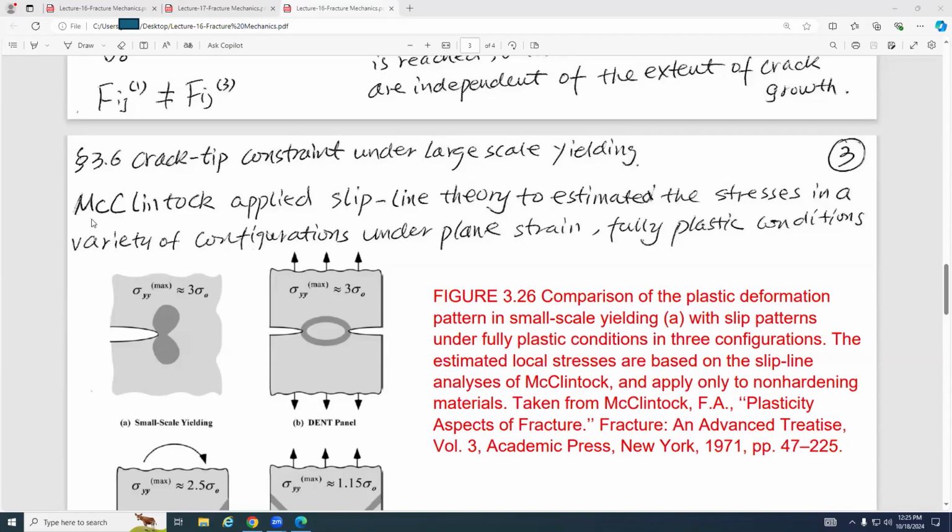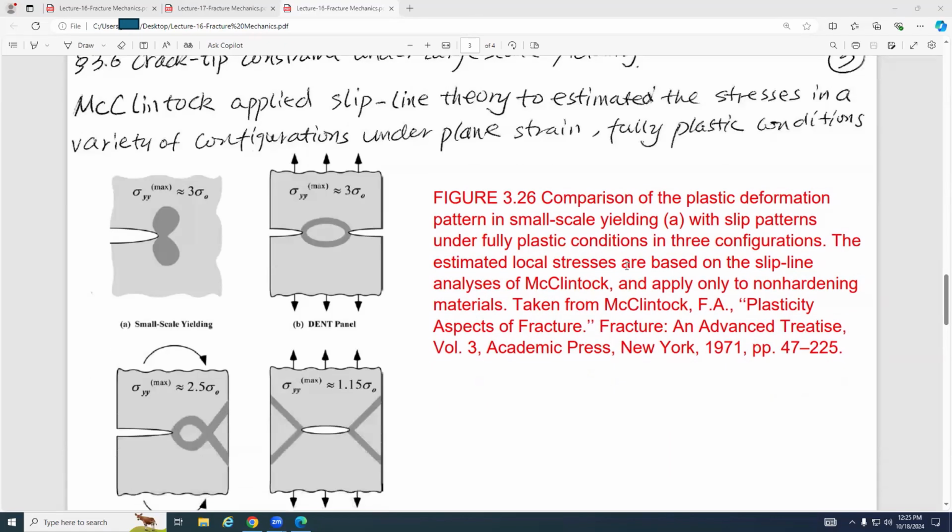So there is McClintock. This is Professor McClintock, and the professor applied slip line theory to estimate the stresses in a variety of configurations in plane strain under fully plastic conditions. So here you can see a comparison of plastic deformation patterns in small scale yielding, and the first one with the slip patterns in the fully plastic condition in 3 configurations.